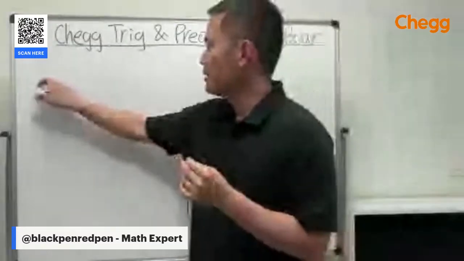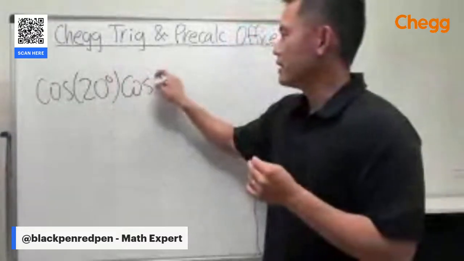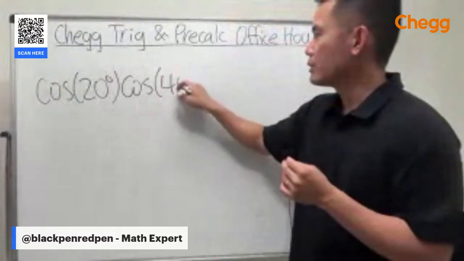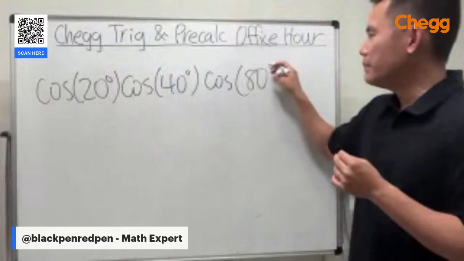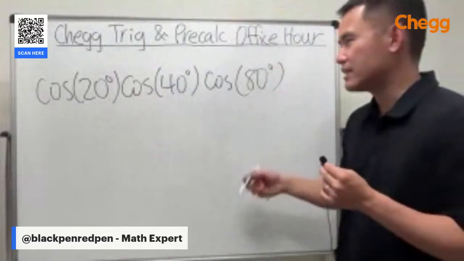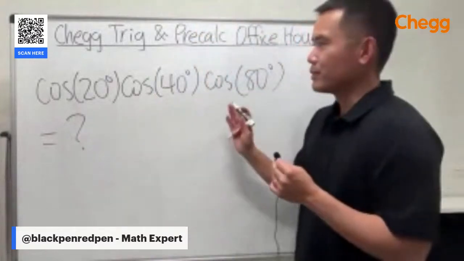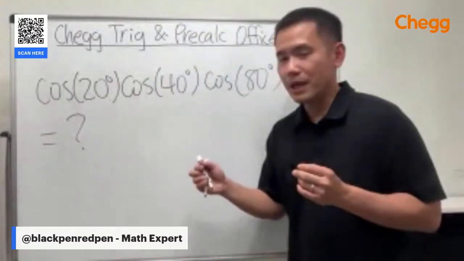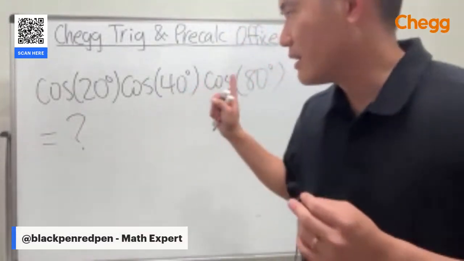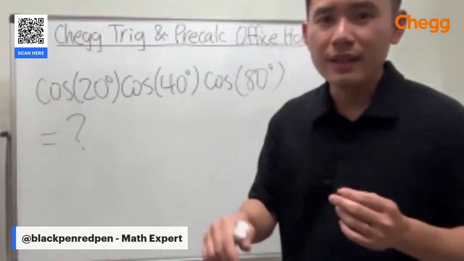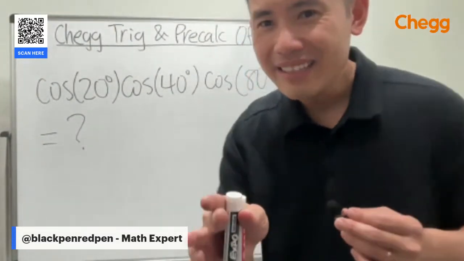I think it's this one. I believe there's a final question I will write down for you guys. Cosine of 20 degrees times cosine of 40 degrees times cosine of 80 degrees. I believe it has a nice value. I'm not going to be able to solve it tonight, but you guys can think about it. I think this is the one that has a nice value at the end. I don't know though, but I just wanted to read your comments.